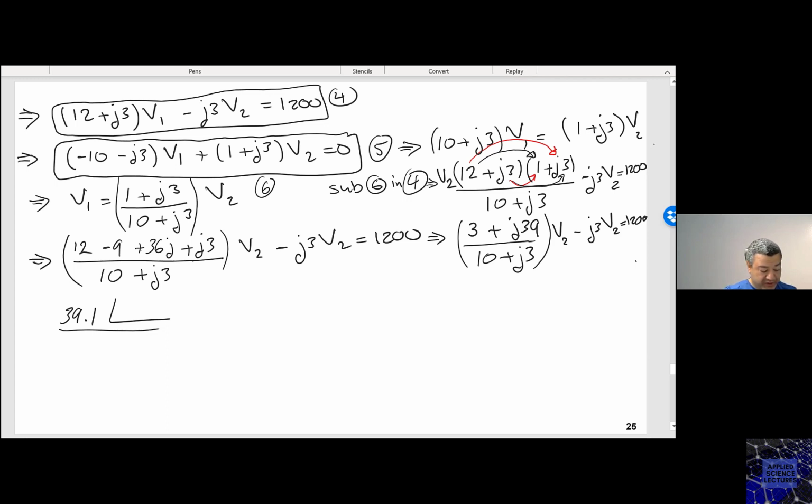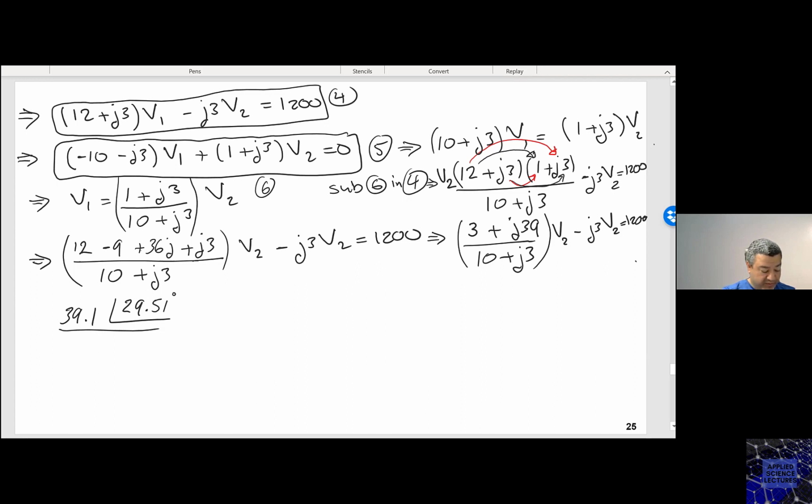Tan inverse of 39 divided by 3, which is 29.51 degrees. What about the one in the denominator? Could you do that?